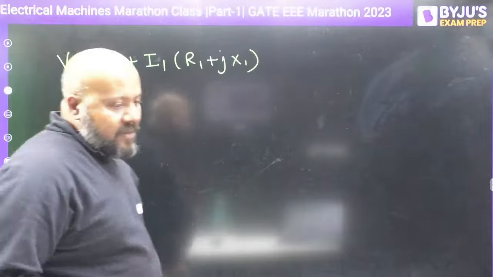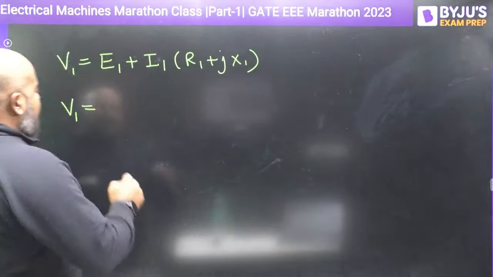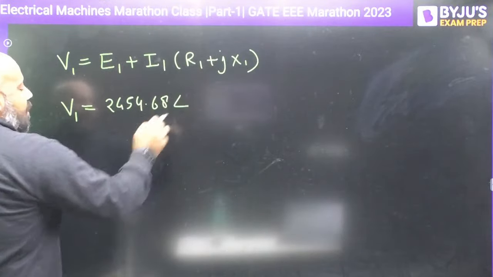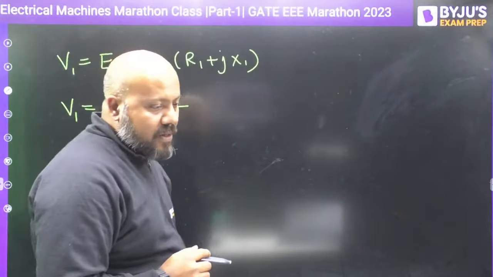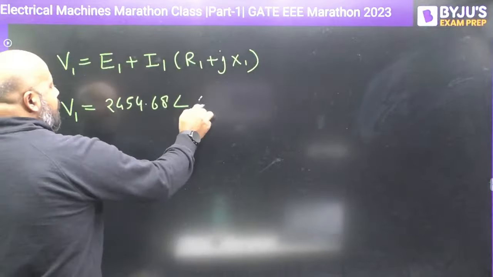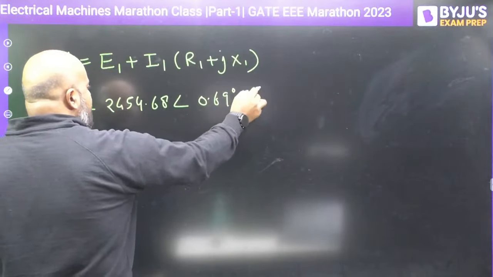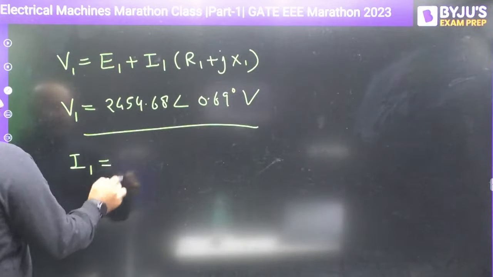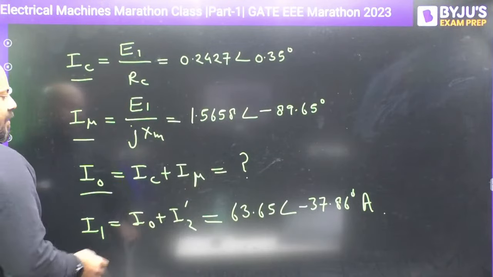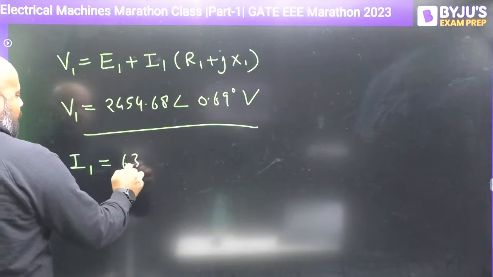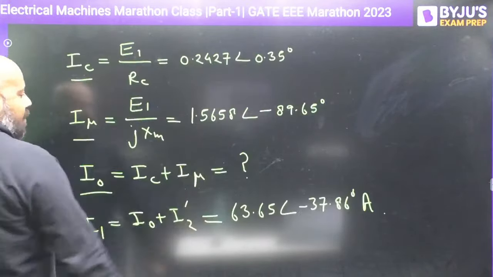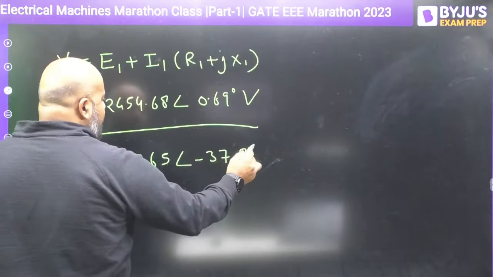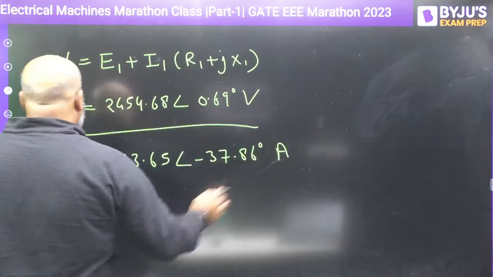So V1 as per my reference, you must be getting 2454.68, and the angle you must be getting 0.69 degrees, volts. What is I1 you have got? I'm writing here so that you can find the power factor. It is 63.65, and the angle is minus 37.86, this is ampere.